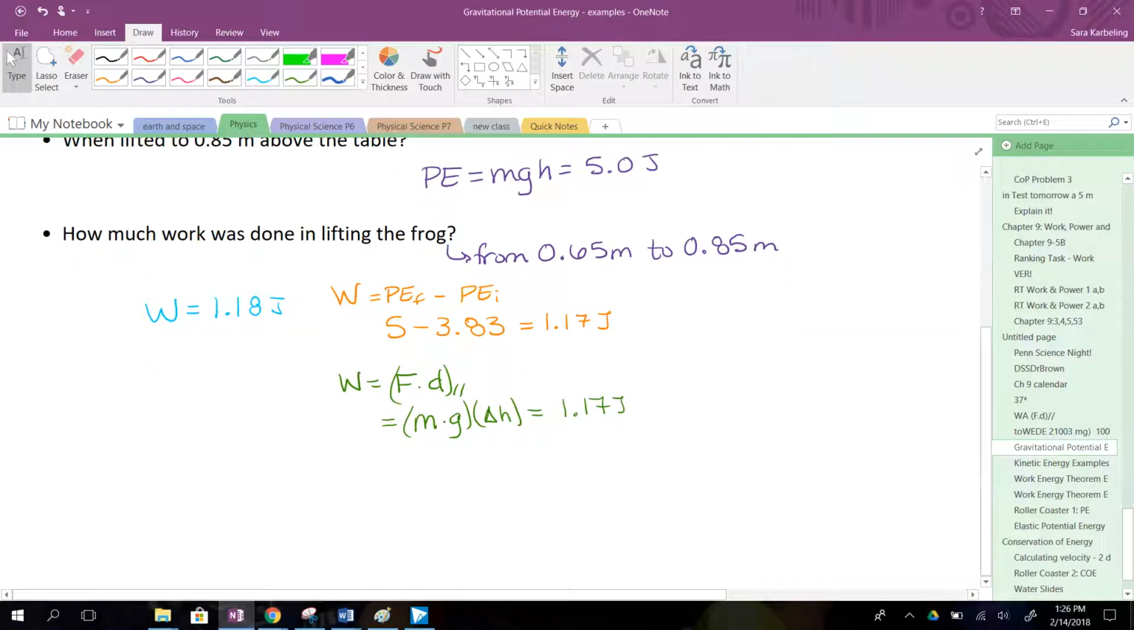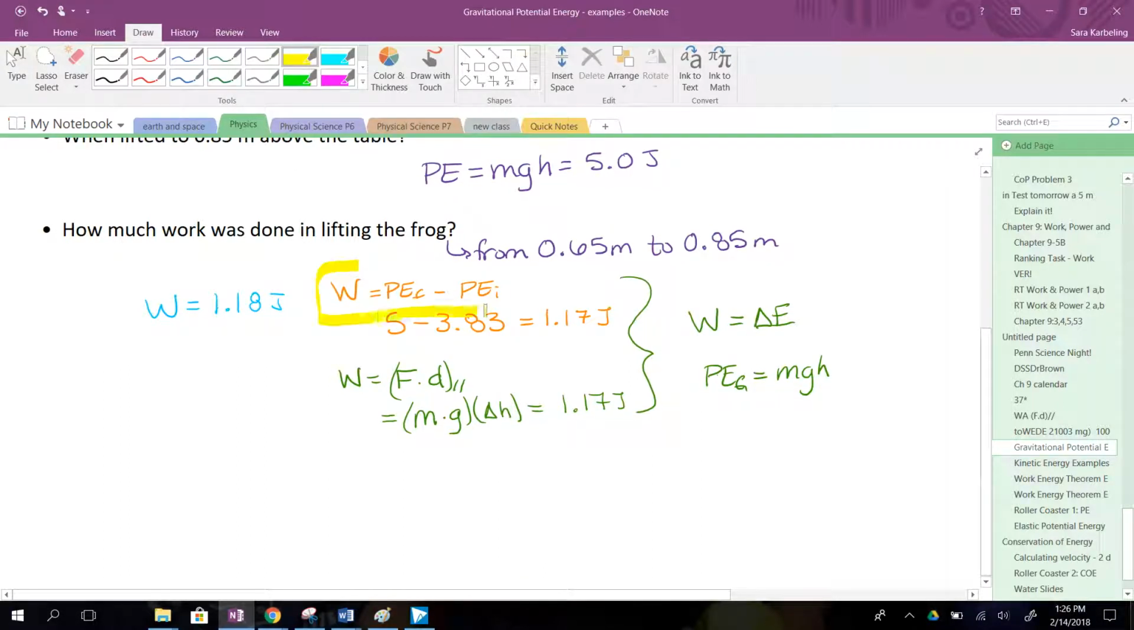The whole purpose of this was to make sure that you recognize that you can find potential energy in multiple ways, okay? Work equals the change in potential energy or the change in any energy, and you also know that gravitational potential energy equals mgh. Either one of those will work. Sometimes one is easier than the other. In this case, based on Tatum's reaction, I would say that this one must have been a little easier, since she was like, oh, I should have done that. But is one wrong? No, they're both right.